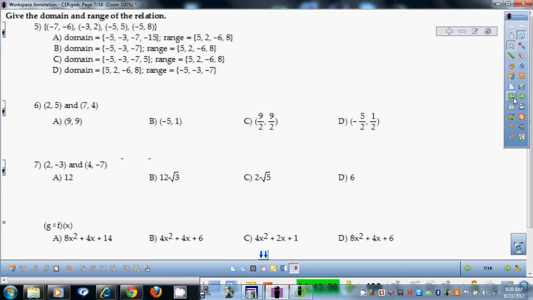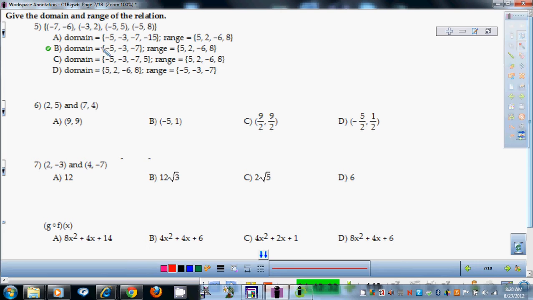Any theories? What's it going to be? B? I think you're right. It is B. Domain. You just list the x values in order. Although they didn't list them in order, did they? They just mixed them up. But -7, -3, and 5 are the 3 different numbers. Wow, that's really all you had to look at because none of them had that same domain.